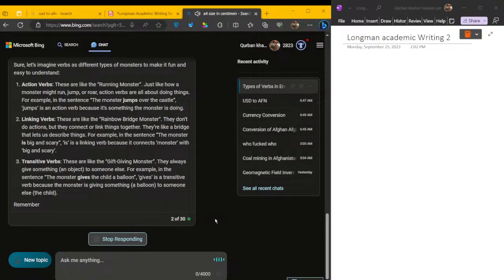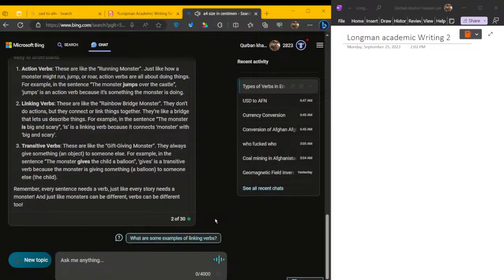Transitive verbs, these are like the gift-giving monster. They always give something, an object, to someone else. For example, in the sentence, "The monster gives the child a balloon," gives is a transitive verb because the monster is giving something, a balloon, to someone else, the child. Remember, every sentence needs a verb, just like every story needs a monster. And just like monsters can be different, verbs can be different too.